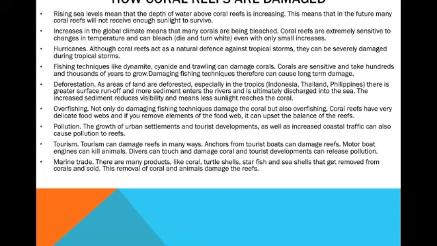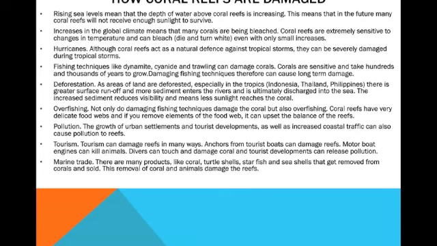Okay, another way that they're damaged is when the global climate increases, and this means that many corals are being bleached. Coral reefs are extremely sensitive to changes in temperature and can bleach, as in die and turn white, even with only small increases. Hurricanes. Although coral reefs act as a natural defense against tropical storms, they can be severely damaged during those.